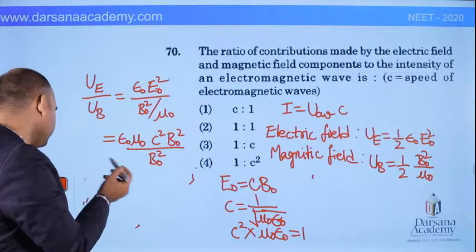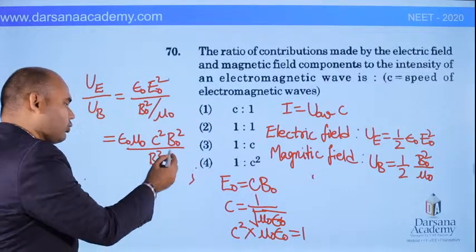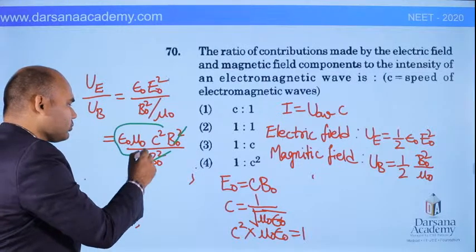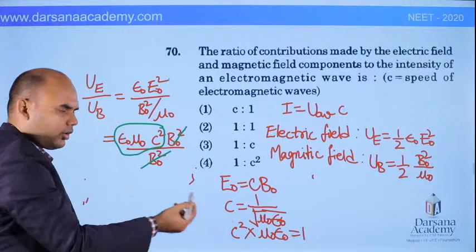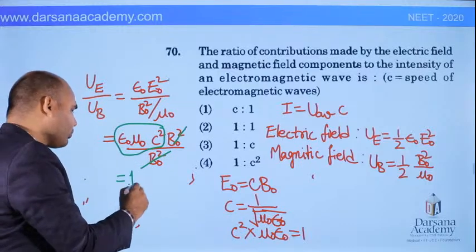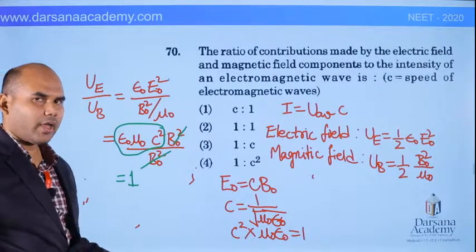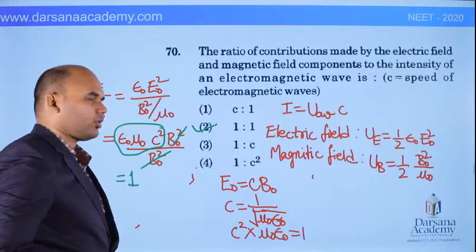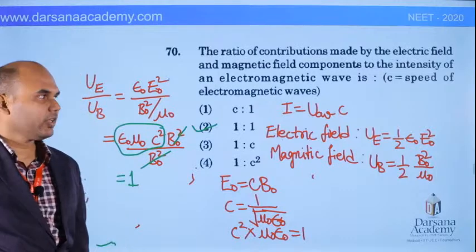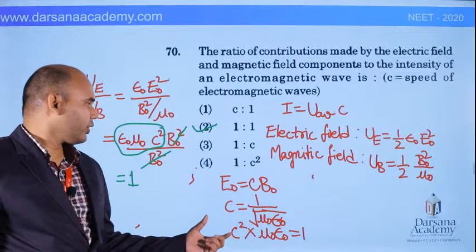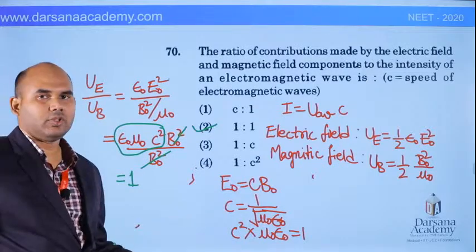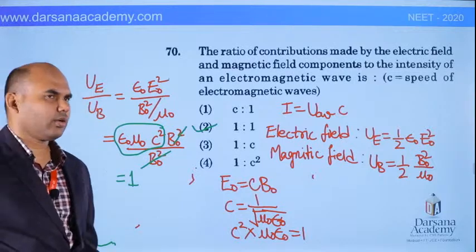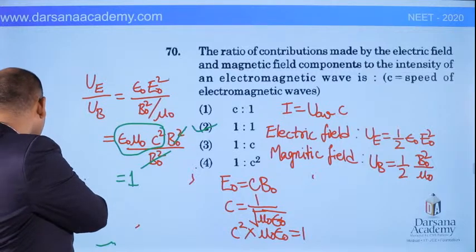So very simple, this will be cancelled out and this term is simply 1. So the ratio will be 1. So what will be the answer? The second option is the correct one. Okay. So this is an important problem, but again easy and fundamental. Next.